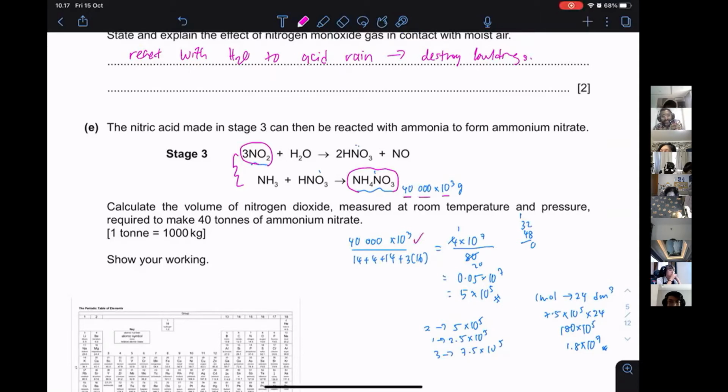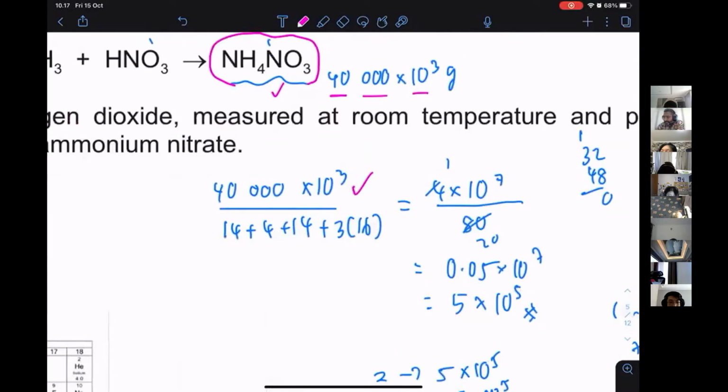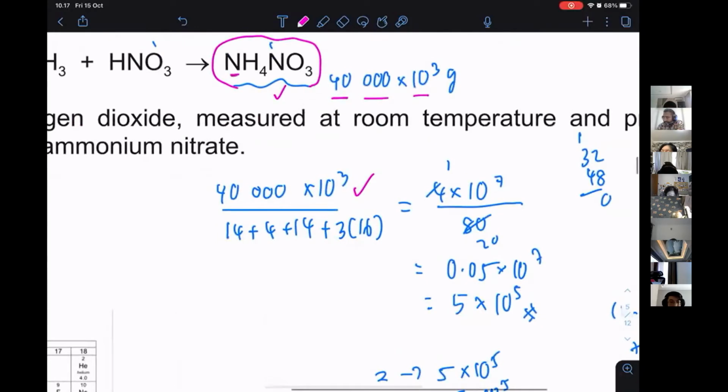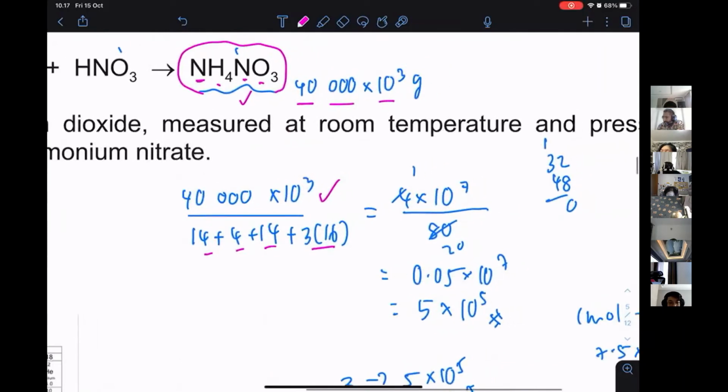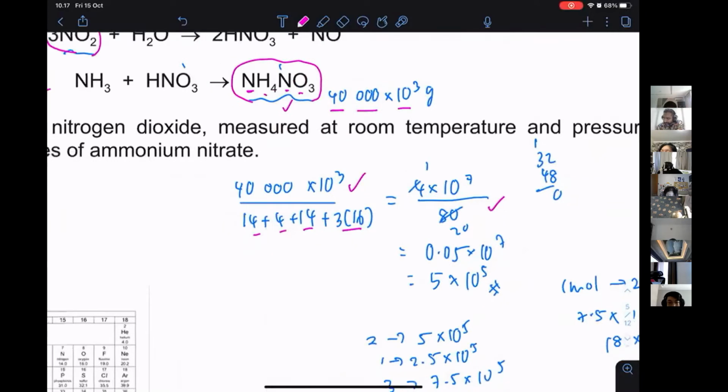So the next thing is, I need to find the number of moles. Just need to find the number of moles of this. So nitrogen is 14. 4 times 1, 14, 3 times 16. If you do that, you can calculate and you will find out that this is going to be 5 times 10 to the power of 5 moles.